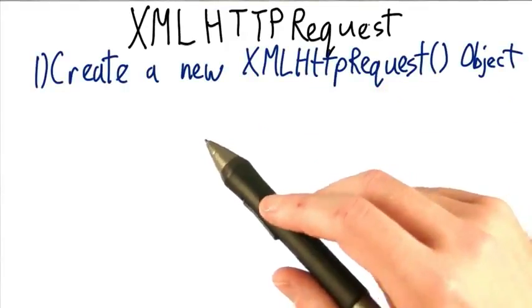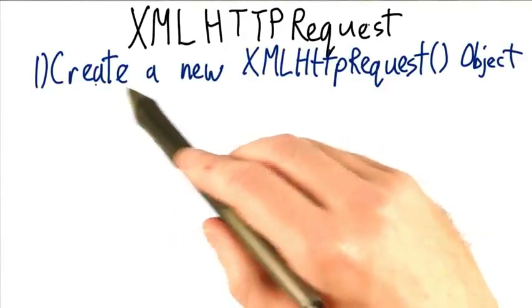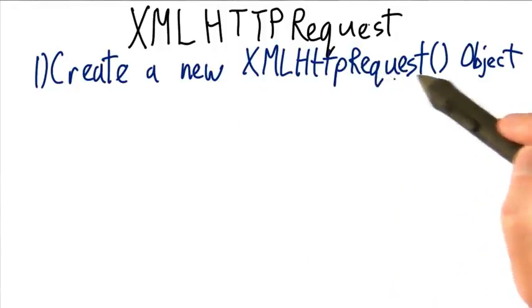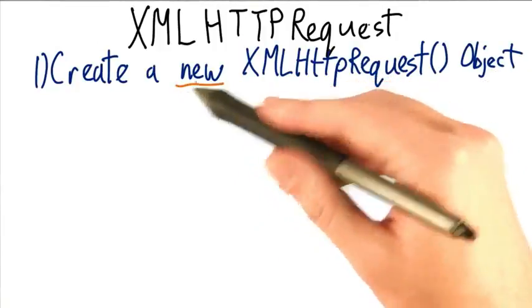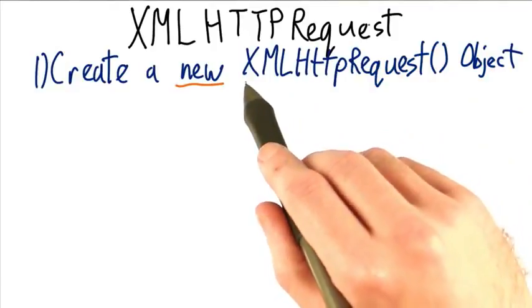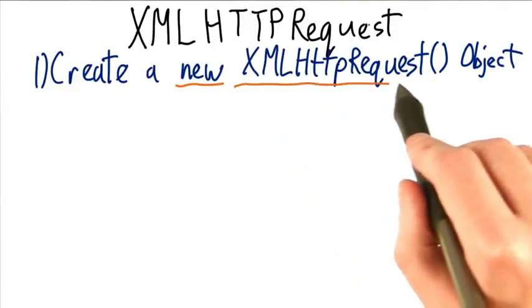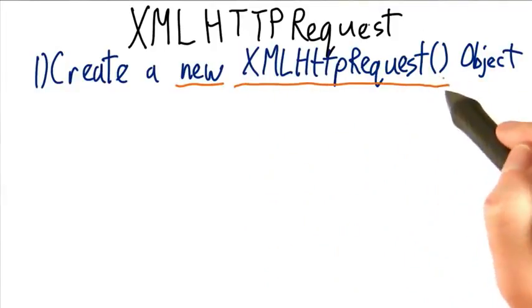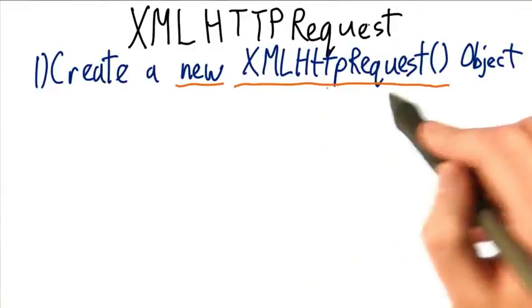Now there are a few steps to this. First, we need to create a new XML HTTP request object. And we do this using the new keyword, followed by XML HTTP request with the parentheses. Now note that case is sensitive here.